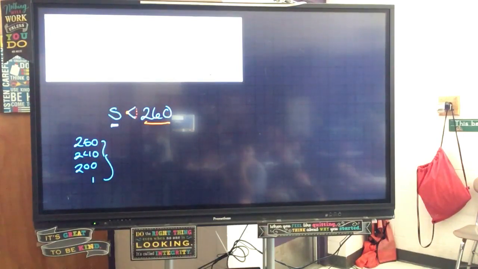Now, I can't make an arrow that's long enough to cover all those numbers, so I'll put an arrow at the end of it here to show that it continues down the number line to the left, all those lesser numbers. All right, let's take a look at another problem here.